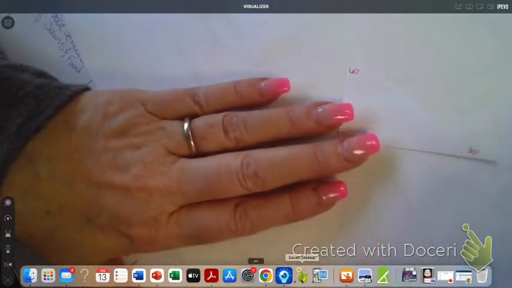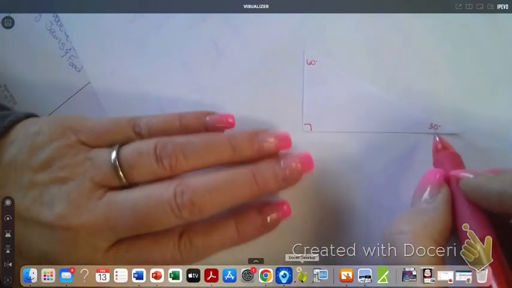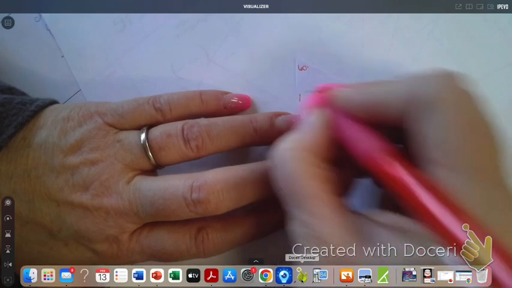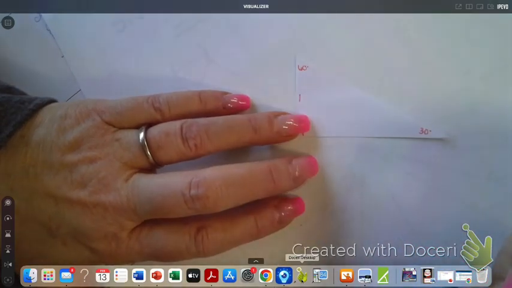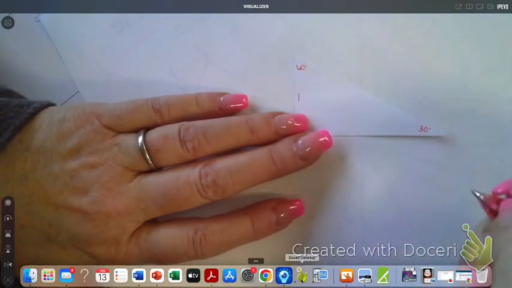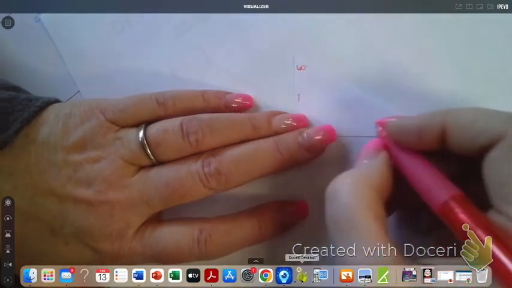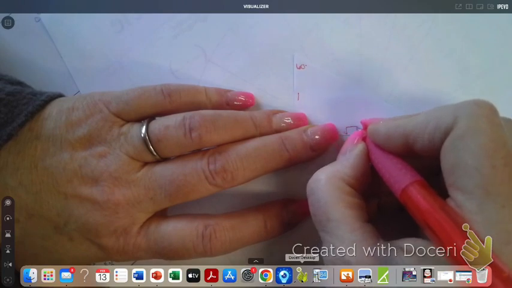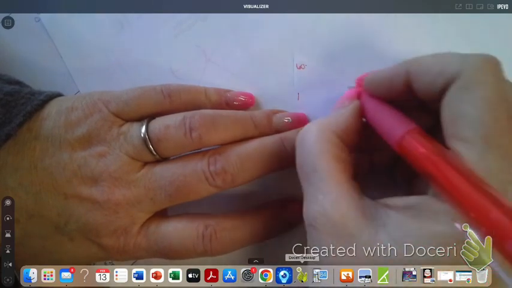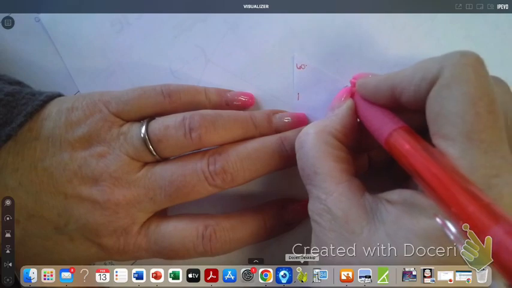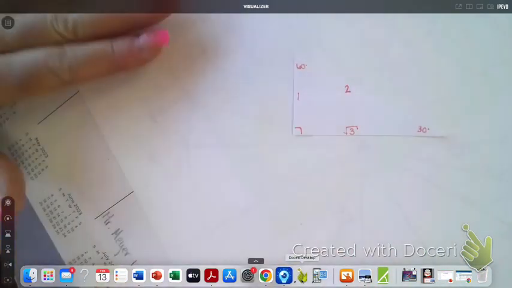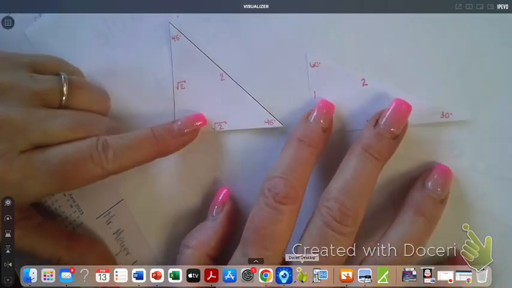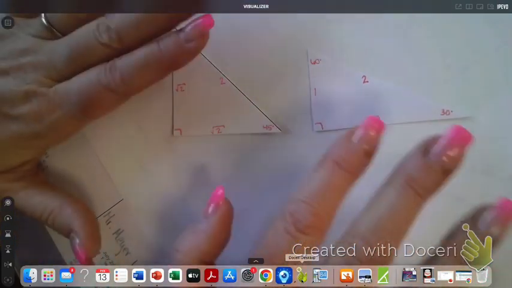So then on the 30, 60, 90, across from 30 is just, we're just going to put a 1, because that's 1x, right? That's scalar. Across from 60 is square root of 3. And hypotenuse is 2. Okay, these you should already know. I've told you for 2 weeks. You had to know these, yes? Yes. Okay, so that is what we're using today.